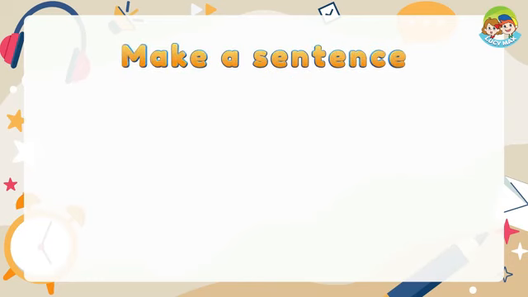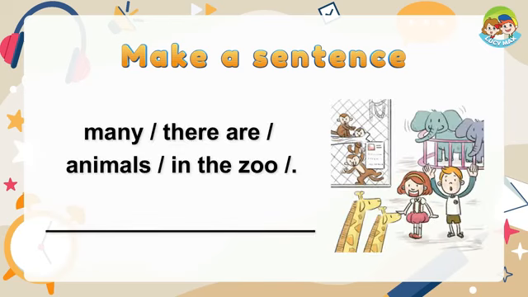Make a sentence using the words below. The first letter should be a capital. The first one. Many, there are, animals in the zoo. The sentence is, there are many animals in the zoo.